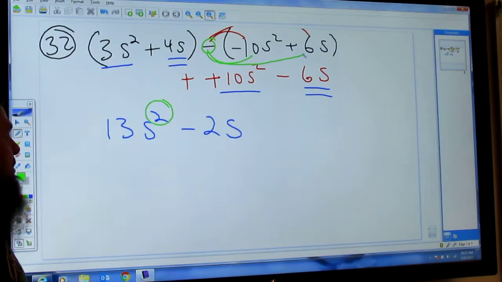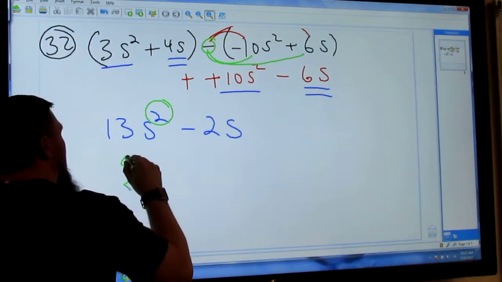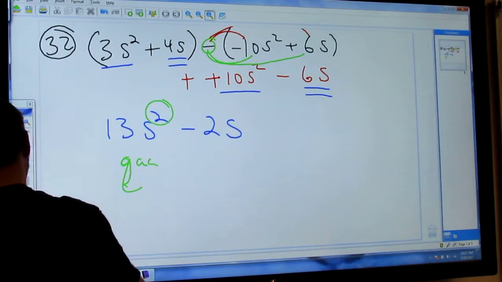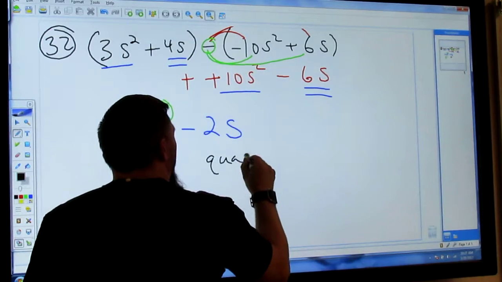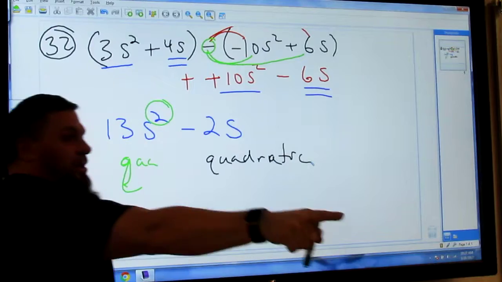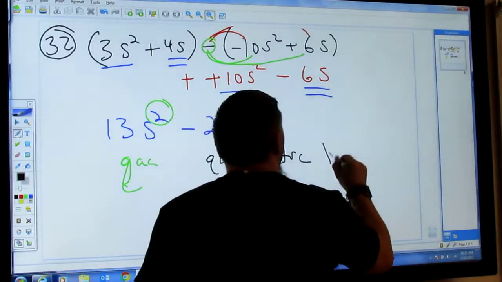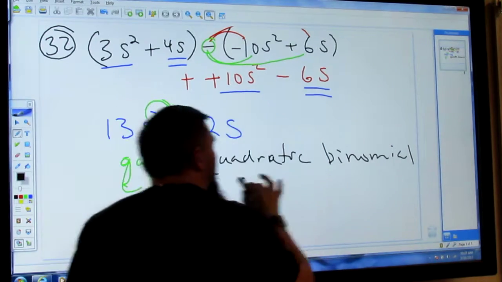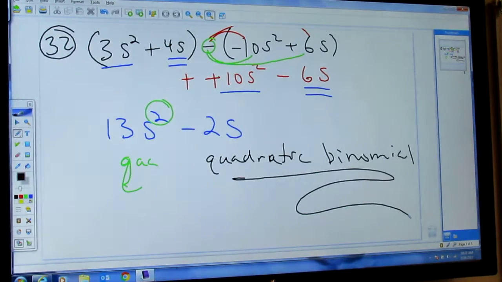So what is this called? Second degree. What's a second degree? Quadratic. Okay? Is it binomial? Let's write this something better. So quadratic. And you said a what? Binomial. Good. Binomial. Okay? Because there's two pieces. Right? Alright. So that's 6.4.